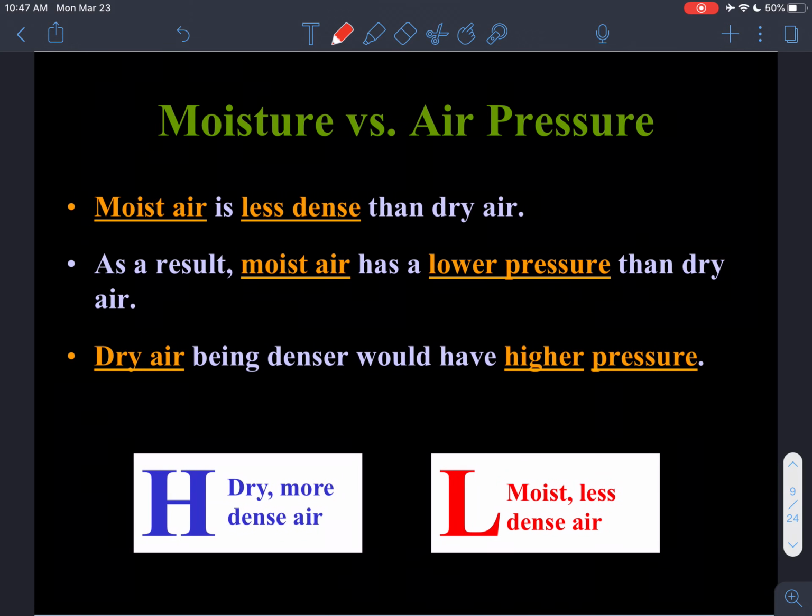Moisture is also a factor. Moist air is less dense than dry air, and the result is that moist air has a lower pressure. Dry air is more dense, therefore it has a higher pressure. We're going to talk about that right now.